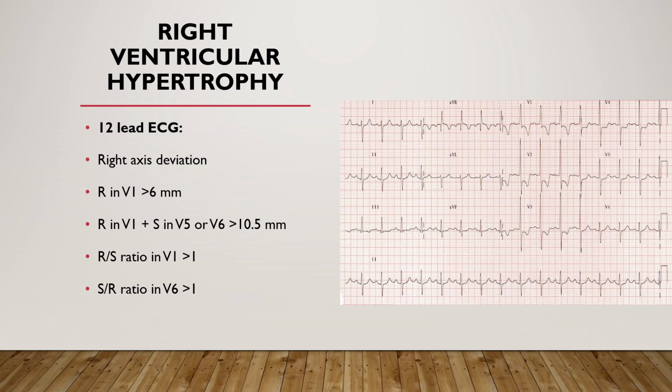Again, there is almost no S wave in lead V1, so the ratio of R to S in lead V1 will be more than 1. And again, take a look at the lead V6. It seems that the S wave has a higher amplitude compared to the R wave, and the ratio will likely be more than 1 as well.